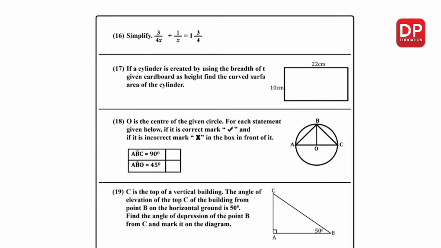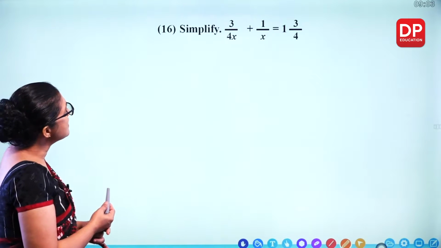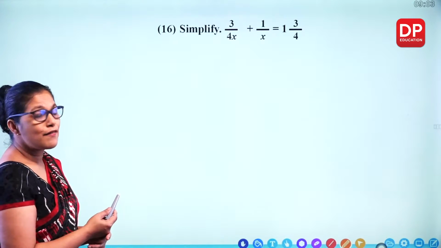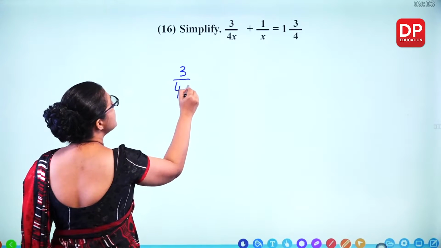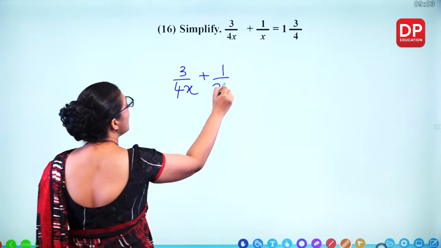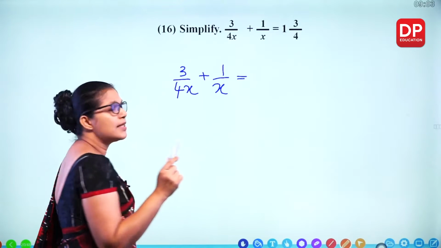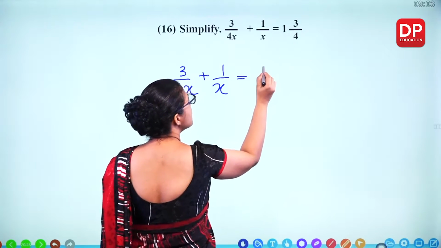Now you can try question number 16 to 21. Question number 16. That's an equation, but algebraic fractions are there. So first you have to make the denominator equal. Find the lowest common multiple. So before that here, this is a mixed number. Convert to improper fraction. 4 times 1, 4. 4 plus 3, 7.